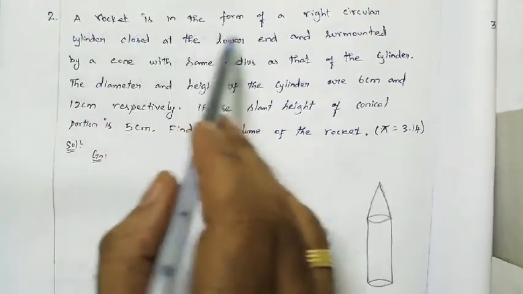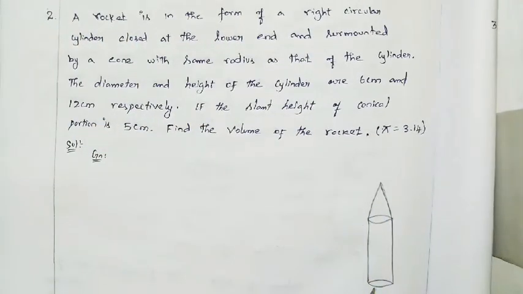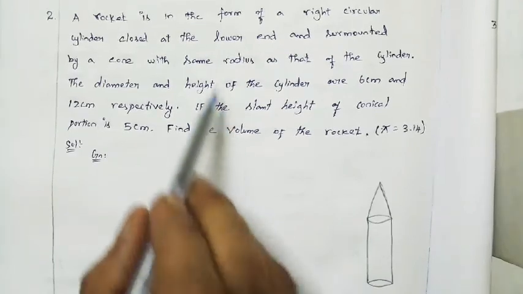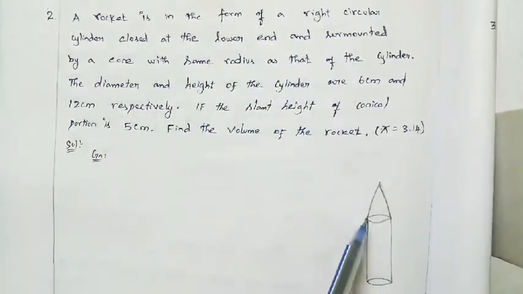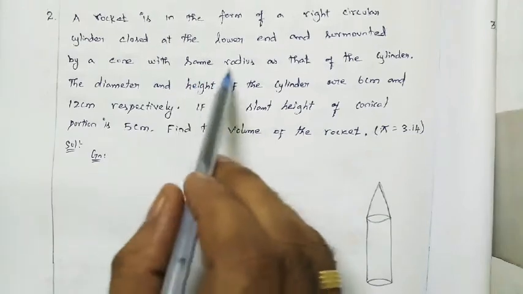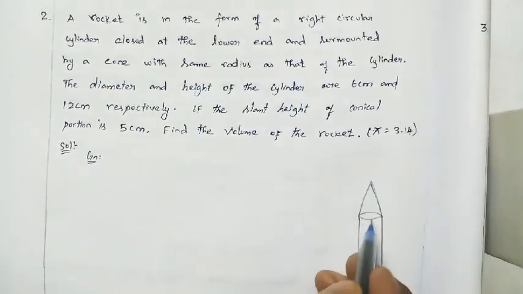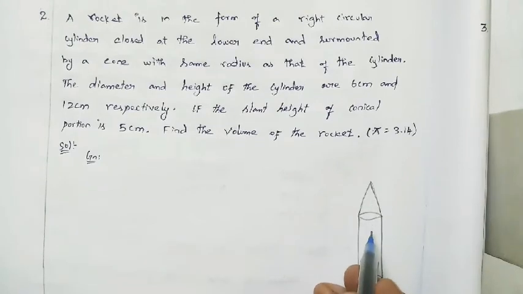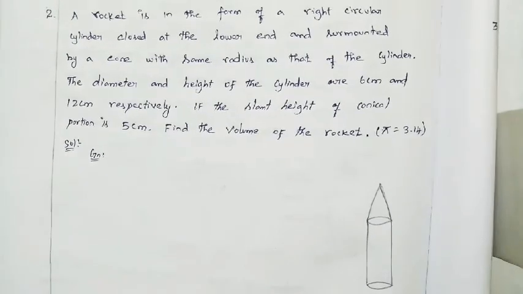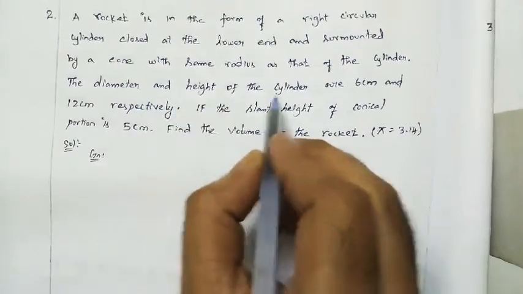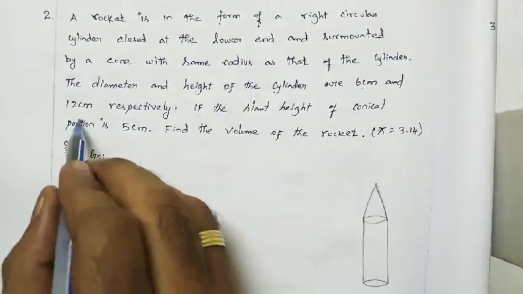The rocket is in the form of a right circular cylinder, right? Closed at the lower end and surmounted by a cone, right? With the same radius, right? With same radius means radius of cone and radius of cylinder are both equal, right? The diameter and height of the cylinder are 6 centimeter and 12 centimeter respectively.